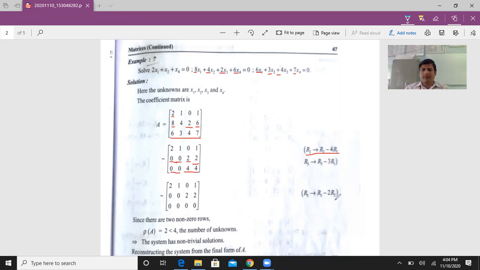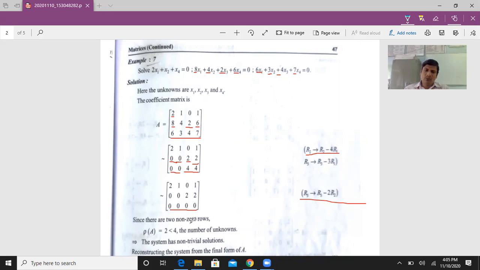Next, finally, another operation, that is R3 equal to R3 minus 2R2. Why? Means here 2, 2 is there in R2, R3 is 4, 4. Okay, that's why finally the last row, that is the third row, is finally 0 0 0 0.